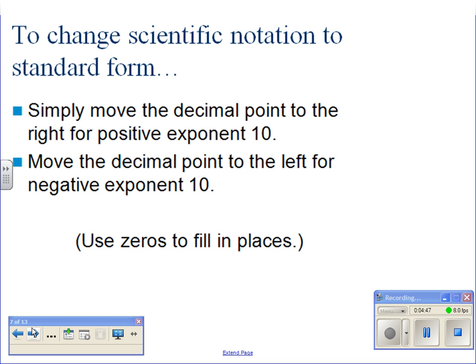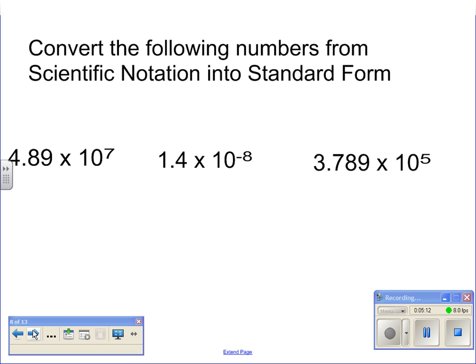Next, we're going to change from scientific notation to standard form. Here we simply move the decimal point to the right for the positive exponent 10. We move the decimal point to the left for negative exponent 10. Use zeros to fill in the places. Convert the following numbers from scientific notation into standard form.